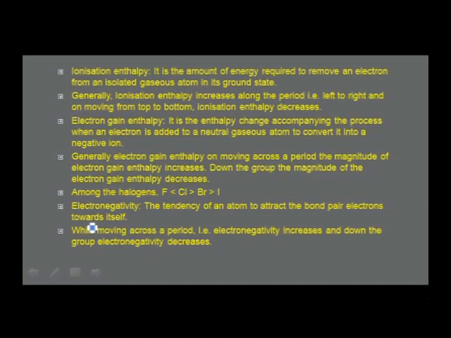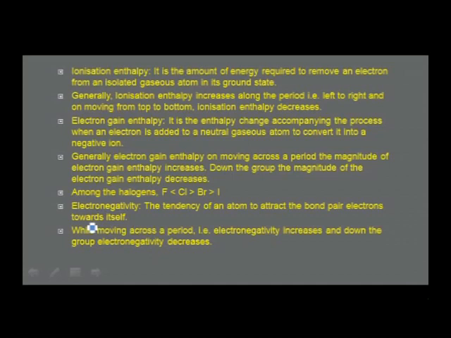I am specifying the word magnitude because the magnitude is more for that with a negative sign. So, instead of getting confused, understand that across a period the magnitude of electron gain enthalpy increases and down the group the magnitude of electron gain enthalpy decreases. Among the halogens, how does this electron gain enthalpy vary?